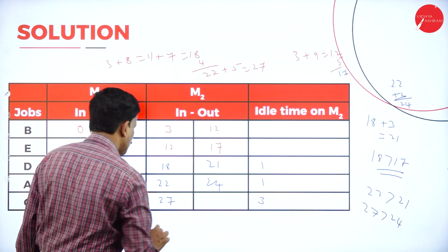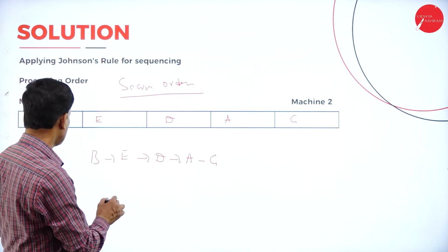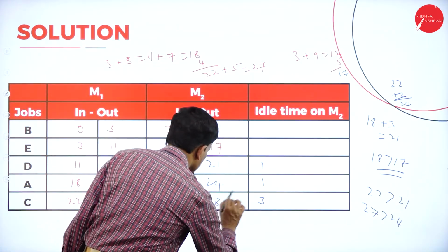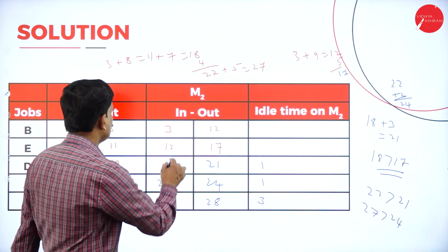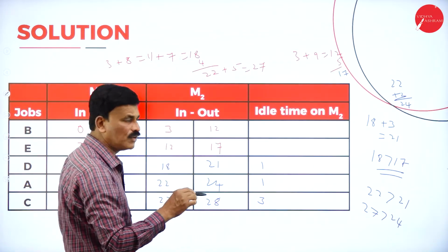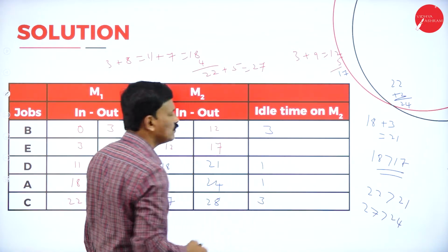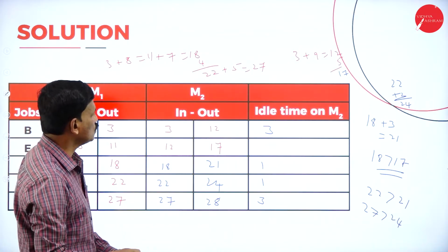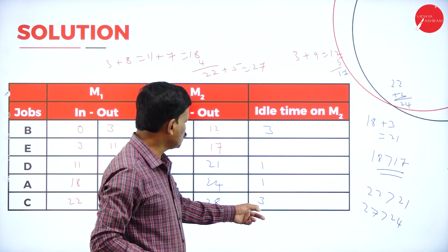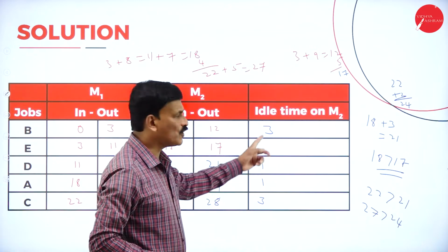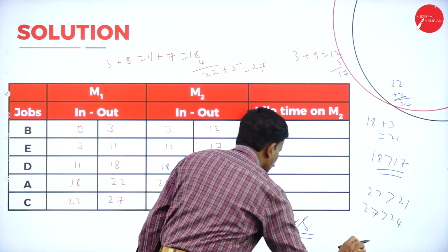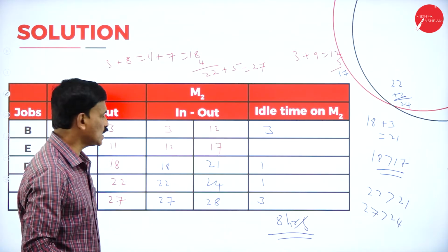So 27, and corresponding to C, what is the value we have? Corresponding to C, it is 1. 27 plus 1 is 28. Okay. So initially, what is the ideal time? This machine has to wait for 3 hours. So the ideal time for the machine M2 is 3. So if you add, you see the ideal time for the machine M2 will be 3 plus 1, 4 plus 1, 5. 5 plus 3 is totally 8 hours. So the ideal time for the machine M2 is 8 hours.